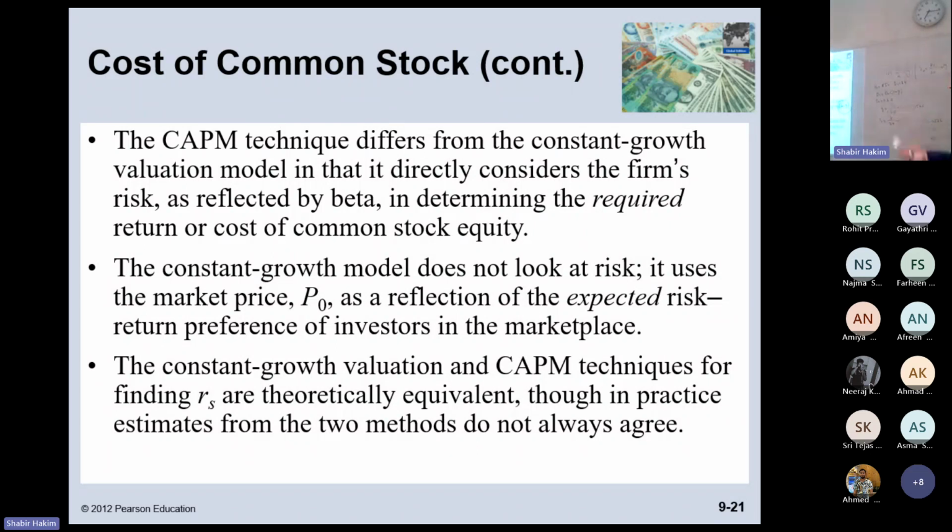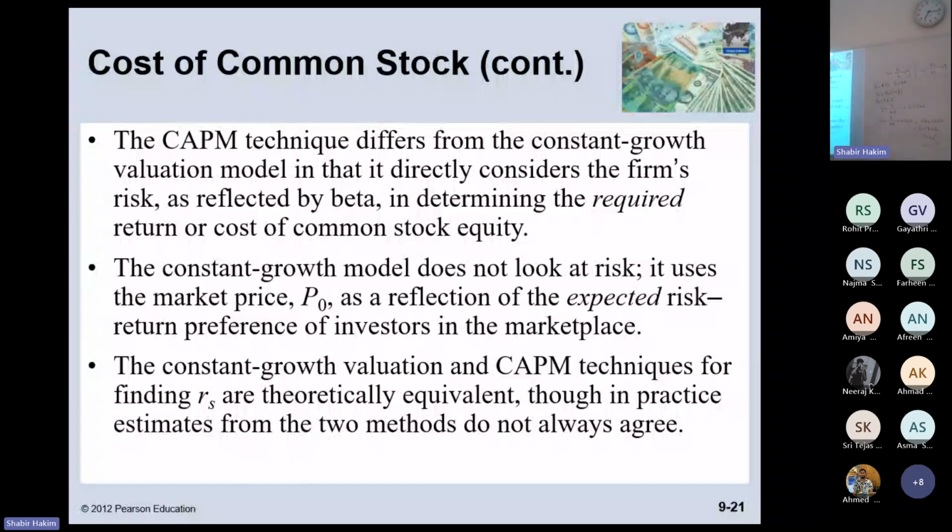The same thing is mentioned here. We say the CAPM technique differs from the constant growth valuation model in that it directly considers the firm's risk, as reflected by beta, in determining the required rate of return or cost of common stock. The constant growth model does not look at risk. That's purely based on the returns, right? The dividends, the price, and the growth rate. It uses the market price as a reflection of the expected risk-return preferences of the investors in the marketplace.